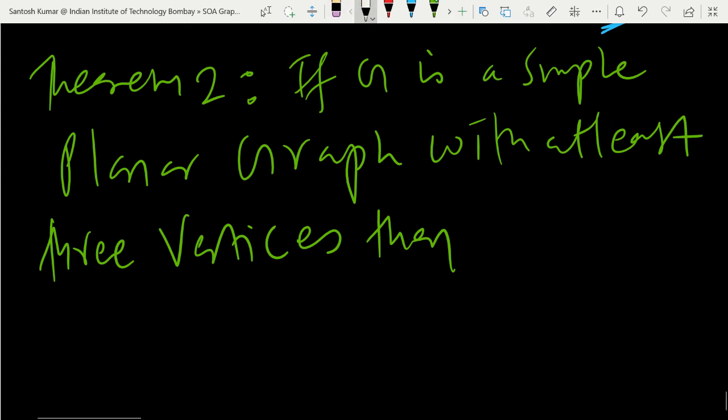But it is simple. In a simple graph, there will not be any loop or multiple edges. So in case of a simple planar graph, what will be the minimum length of a face?